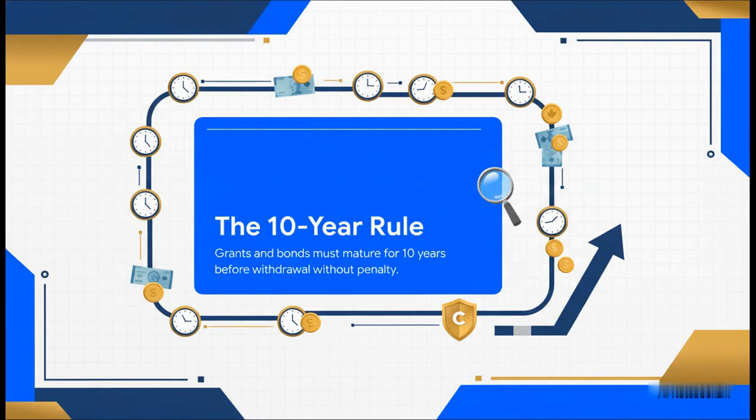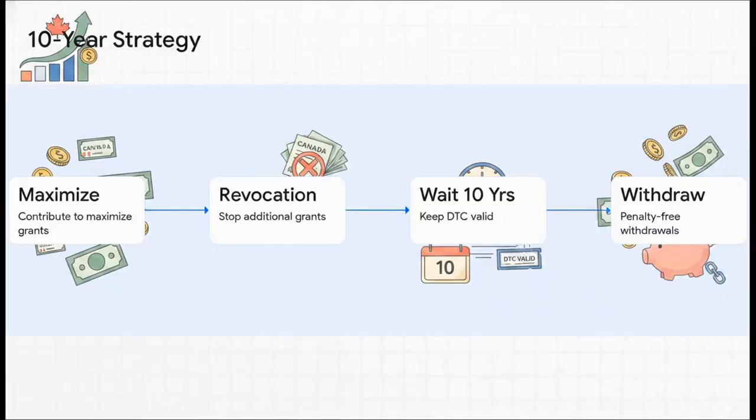Simply put, the 10-year rule states that grants and bonds must mature for 10 years after the last government contribution before you can make penalty-free withdrawals. You literally have to wait a full decade. But here is an incredibly important and sometimes overlooked strategic use of that 10-year rule.